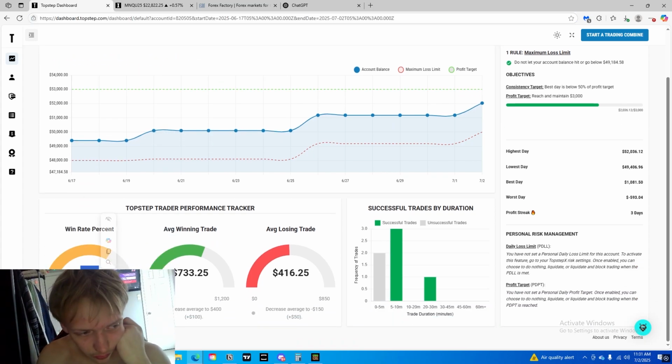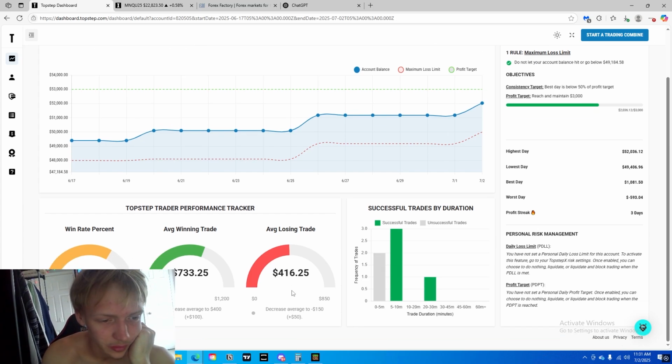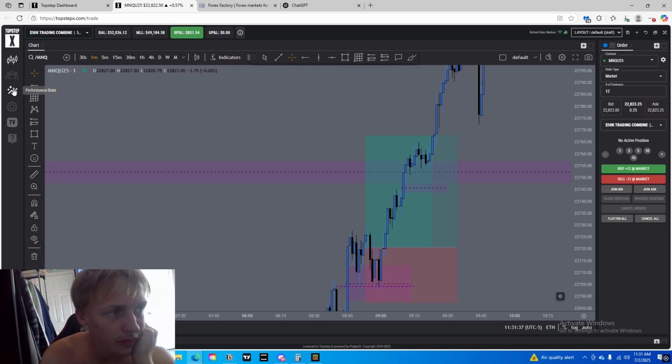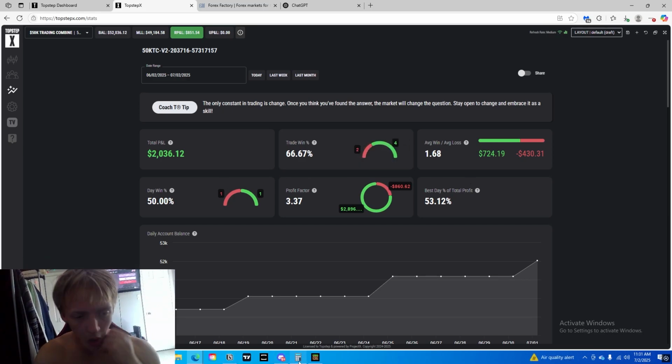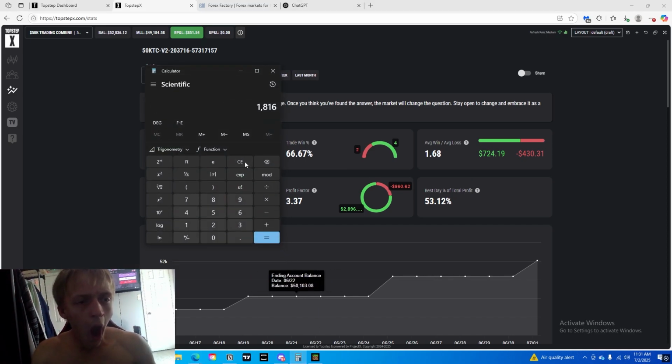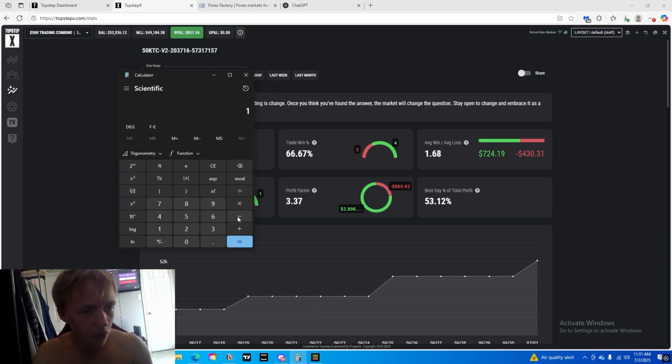This is wrong as well because, again, I'll have to explain it later, but it's taking into consideration that loss. Total P&L, a 1 to 4. 1 divided by 4. 4 divided by 1. Or, well, I guess 1 divided by 4.